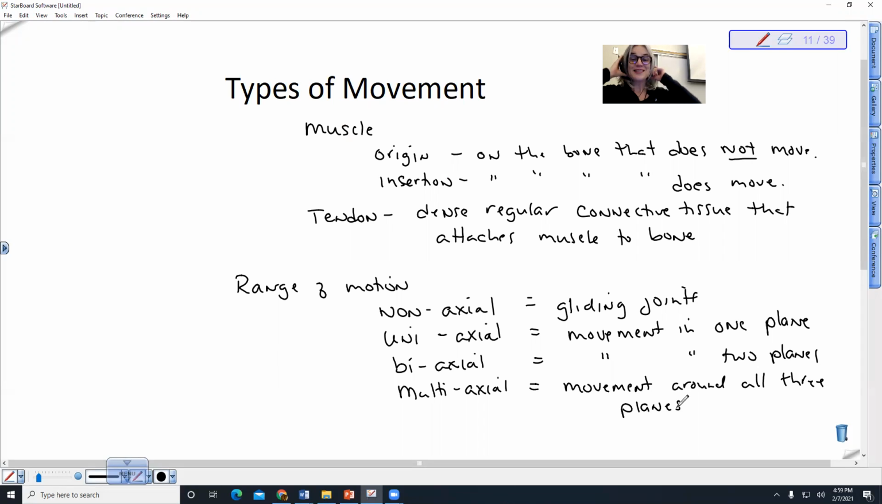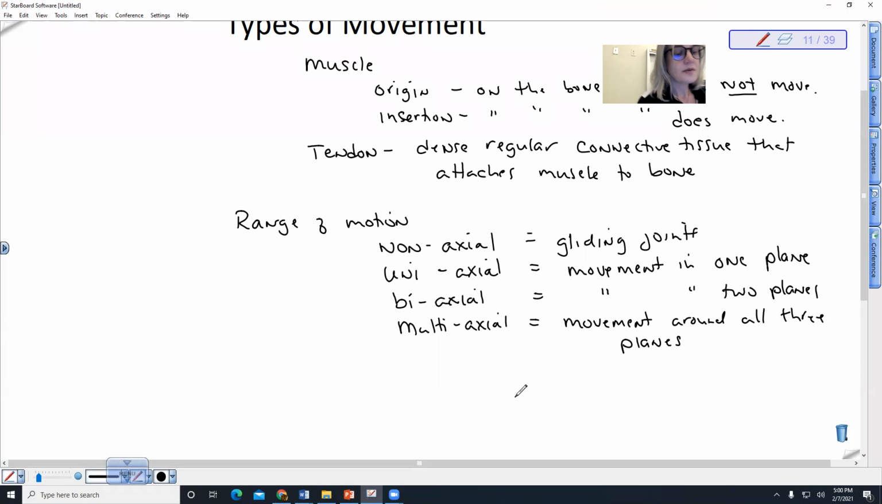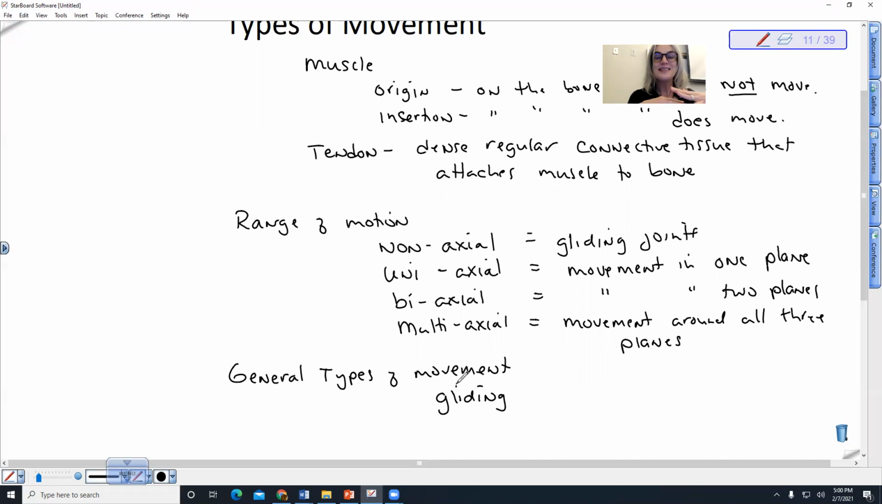And there are diagrams that you have in your book that actually show a joint, and it tells you what the range of motion of that joint is. And so that would be an interesting thing to look at. We can also talk about the general types of movement. We have gliding, which I mentioned up above. That would be sliding, slipping movements.